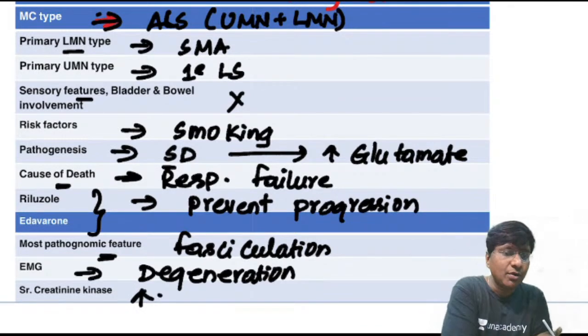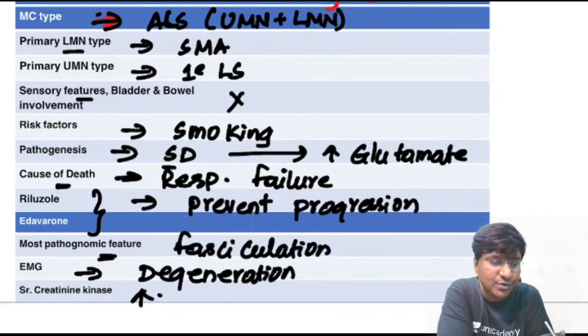Okay, so this is about your quick discussion of motor neuron disease. And please remember, in motor neuron disease, the higher mental function will be absolutely normal. Ocular motility also will be completely spared.